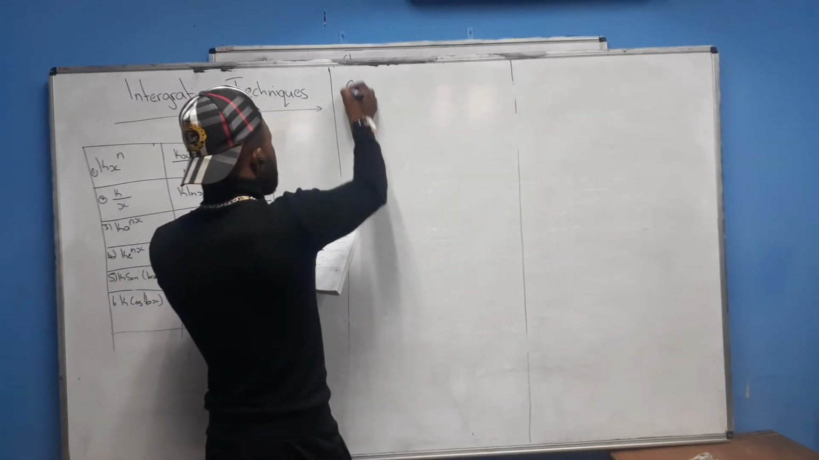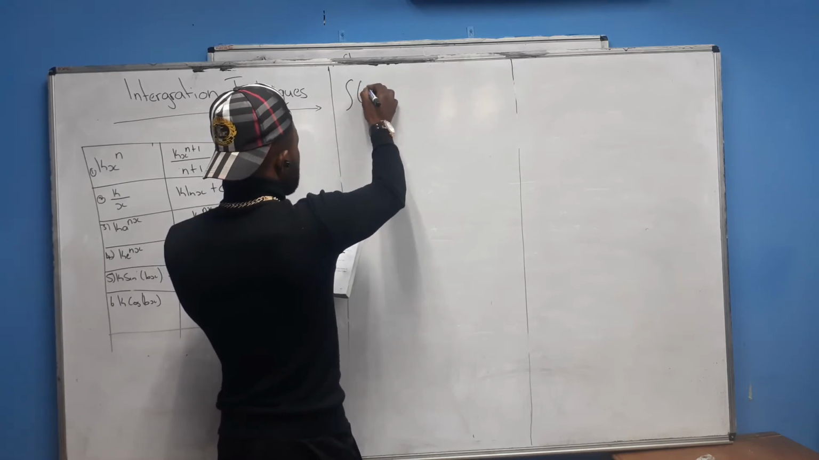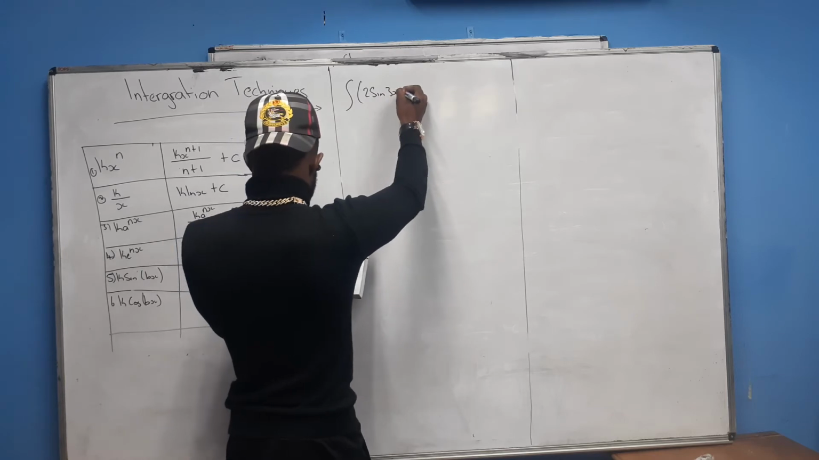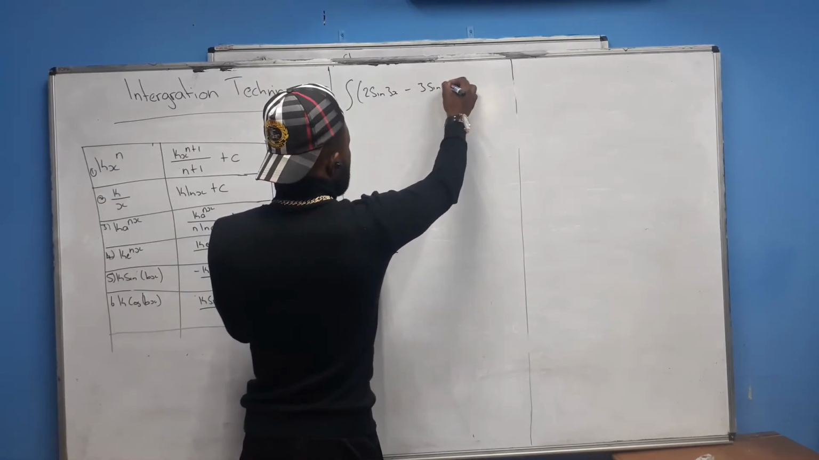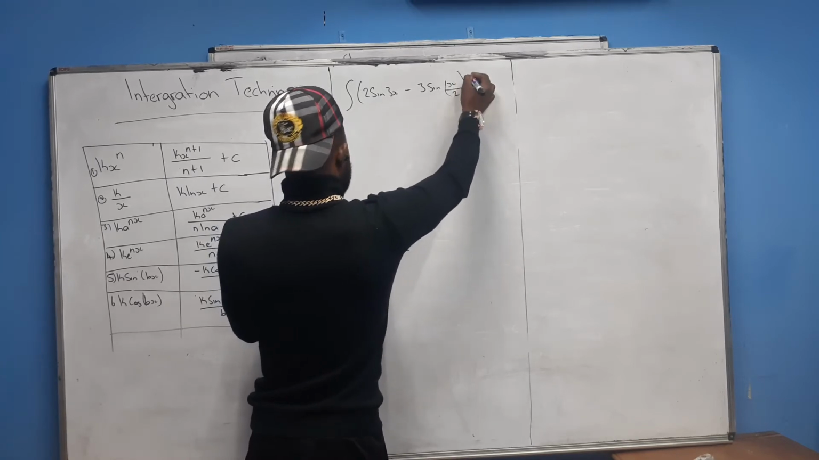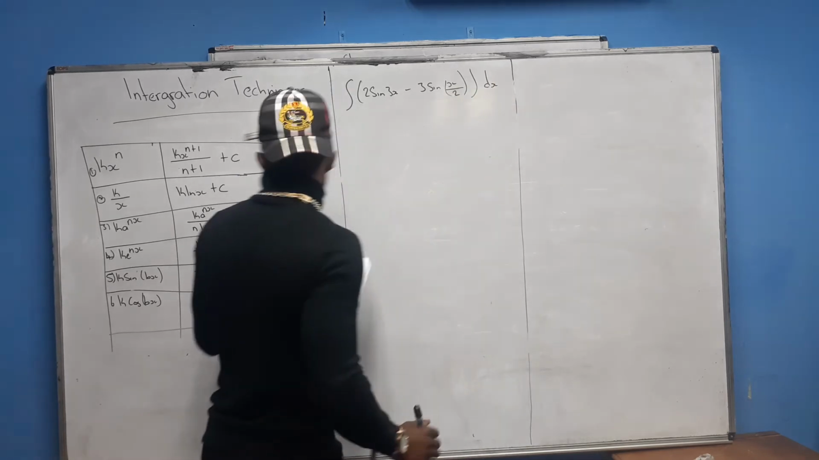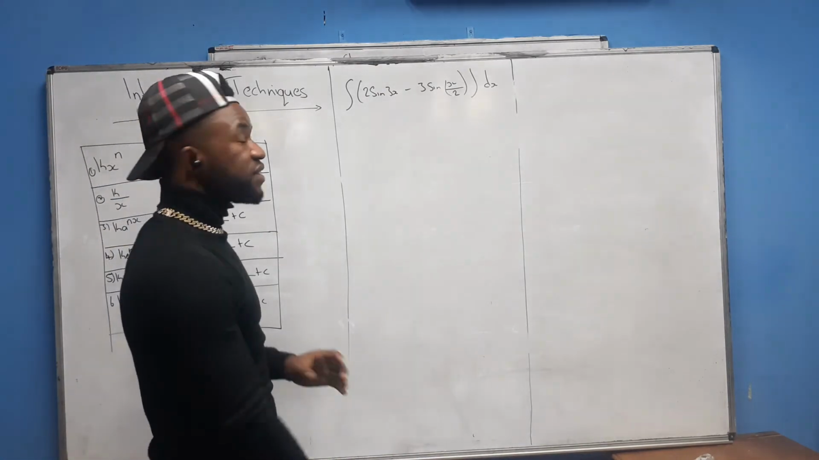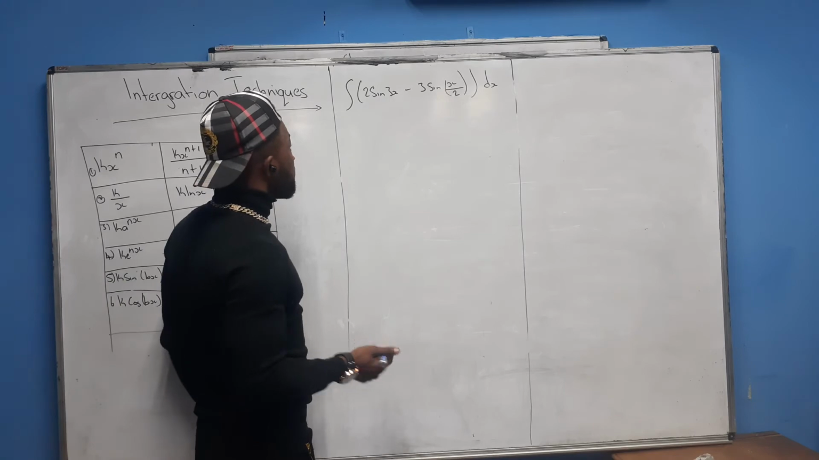Okay, let's say I'm given the integral of 2 sine 3x minus 3 sine x over 2, I close the bracket, dx. So let us integrate this. Here there's nothing for me to simplify, I can just integrate straightforward.